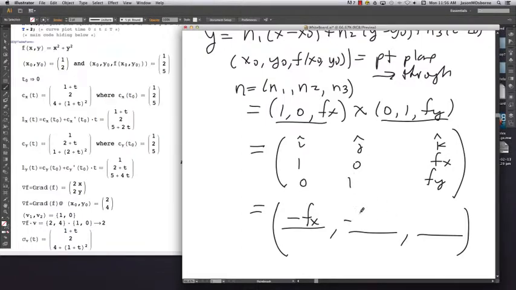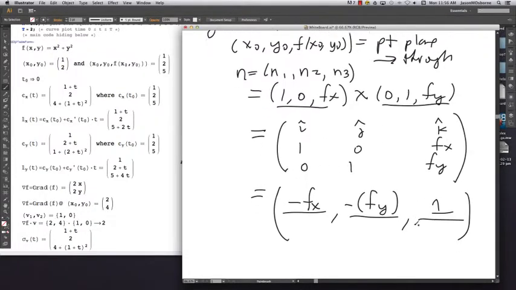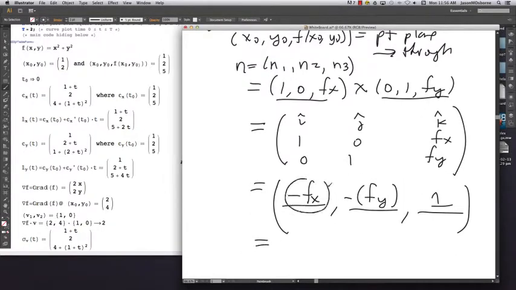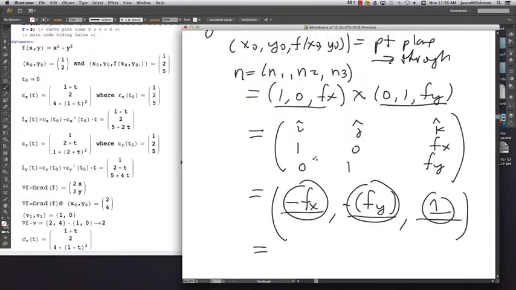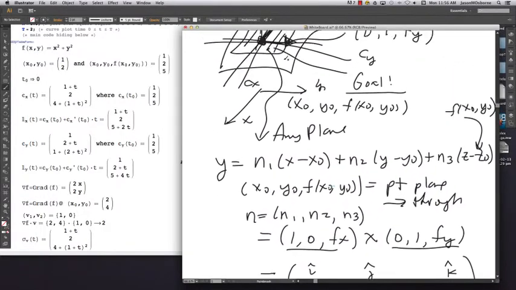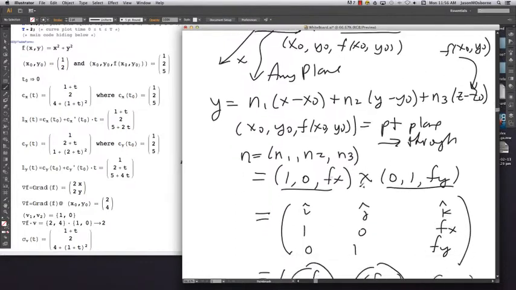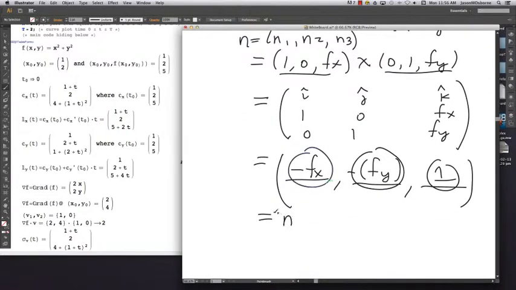Remember, the j entry gets an artificial minus sign, so when you knock out the j entry and take the determinant, you'll get an f sub x here. And in the k entry, you'll have 1 times 1 minus 0 times 0, so you'll get a 1. My claim is that this is the cross product of your two vectors that are in the plane. We just got those from the direction vectors for our tangent lines. Cross them, and you now have your n. n1 is negative f sub x, n2 is negative f sub y, and n3 is equal to 1.